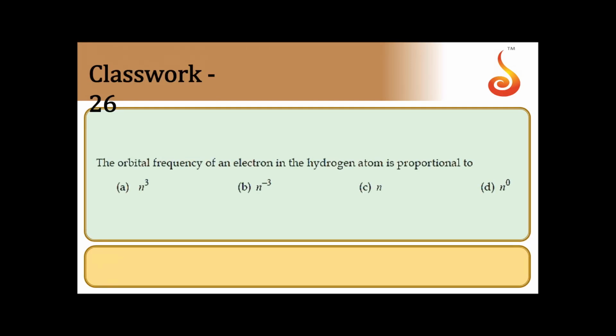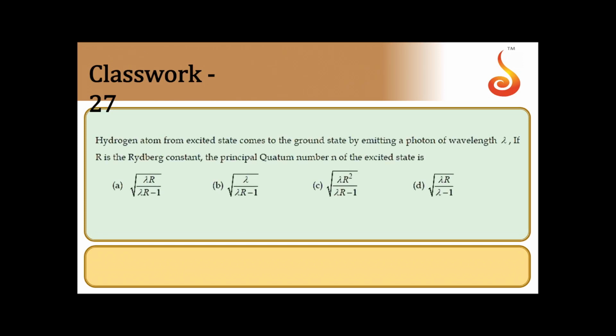Yes, we shall move on to next one. A hydrogen atom from excited state comes to ground state by emitting a photon of wavelength lambda. If R is the Rydberg constant, the principal quantum number n of the excited state is. So R is Rydberg constant. What is the principal quantum number of the excited state?